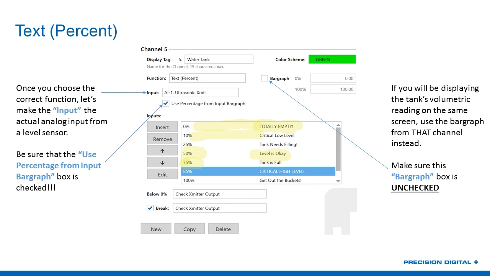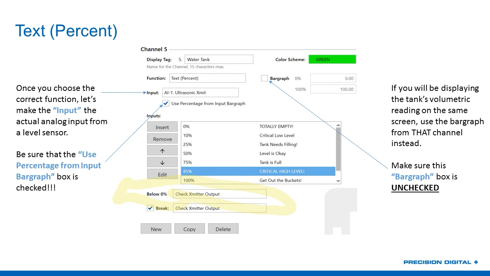We can have, I think, up to 100 messages. I think you could do one for each percentage point. I think that would be a little ridiculous, but you can do it. And so what you can actually do is show it on the screen, and you can also have this message here. If it's below 0%, we can have a different message. And then if we get a break on the transmitter, we can show a message.